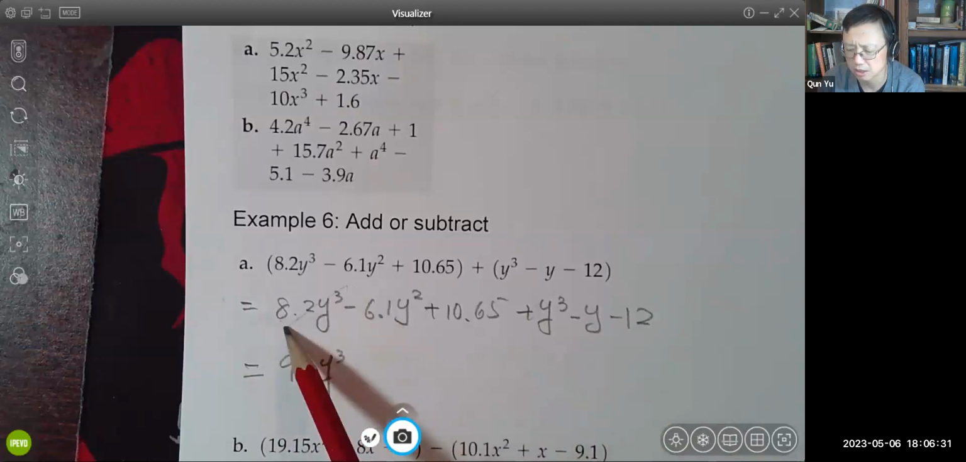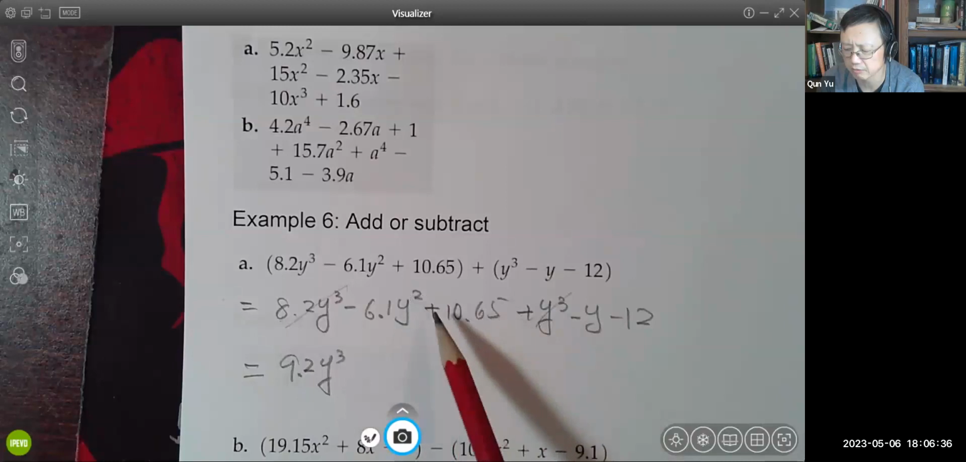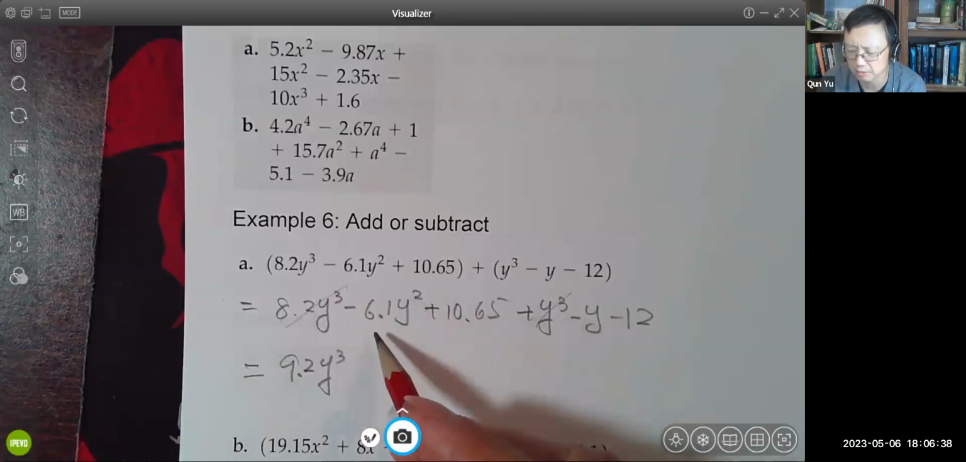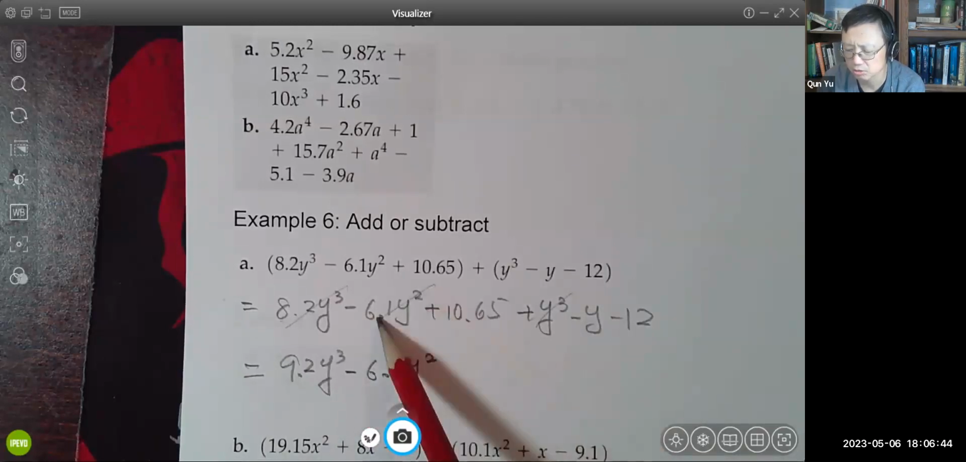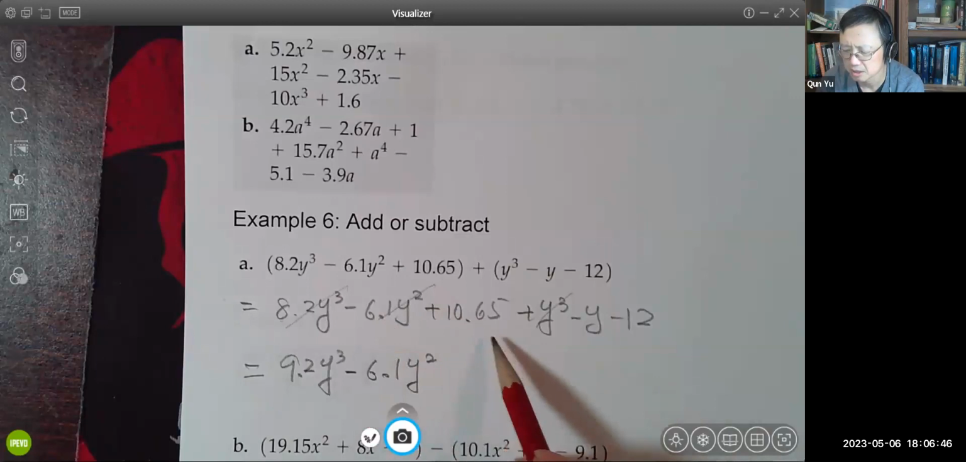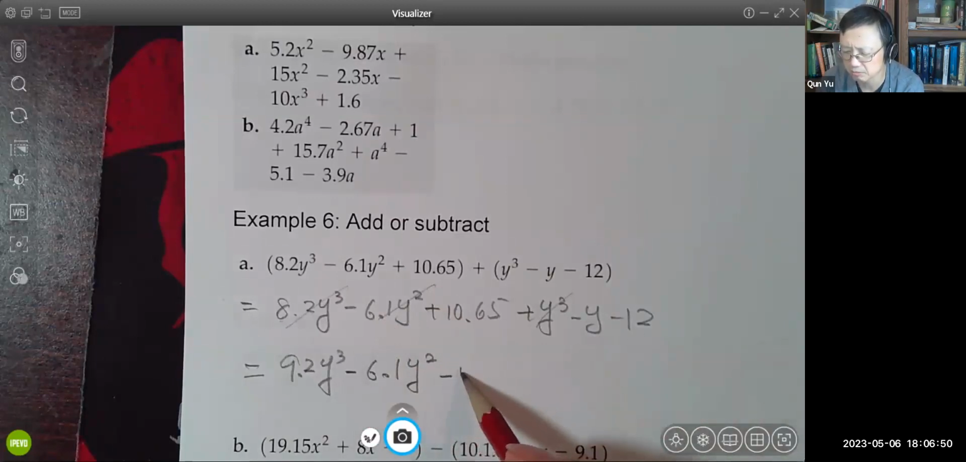So these two are gone. Now next one in line is y squared. We only have one y squared term, so we just copy this term: minus 6.1 y squared. After the y squared term, we have the y term. And we only have one y term again, so we just copy that, minus y.